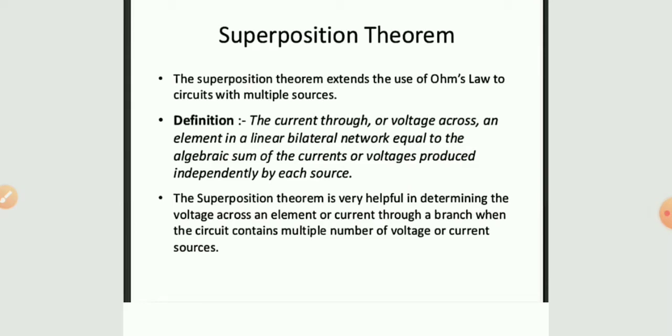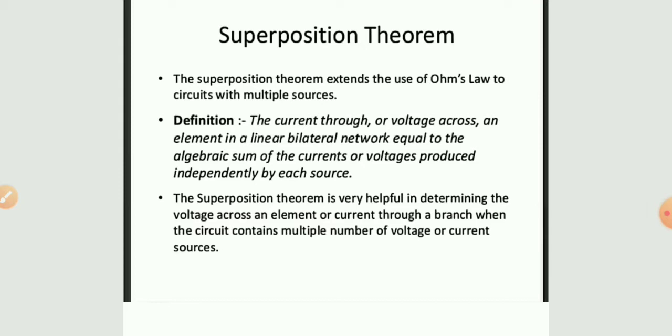The statement of the superposition theorem is: the current through and voltage across any element in a linear bilateral network is equal to the algebraic sum of all the currents or voltages produced independently by each source.